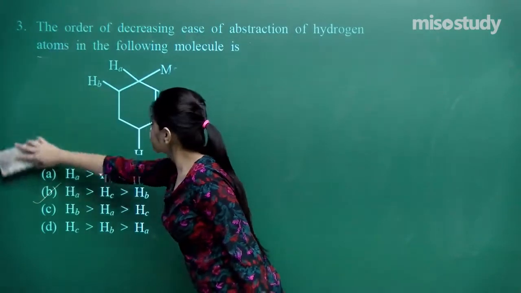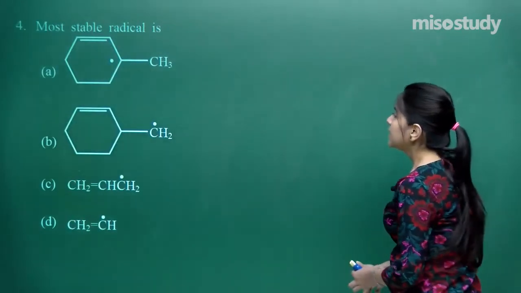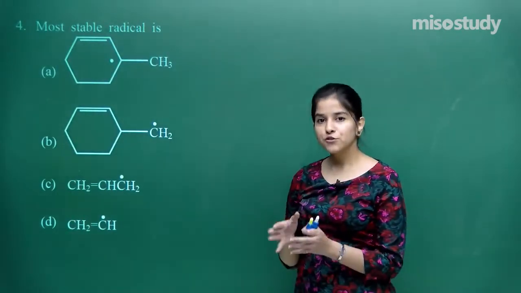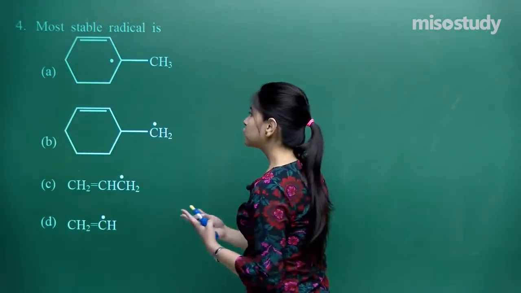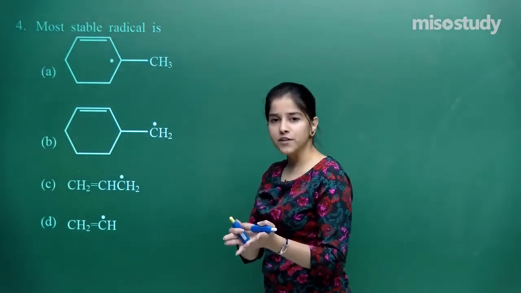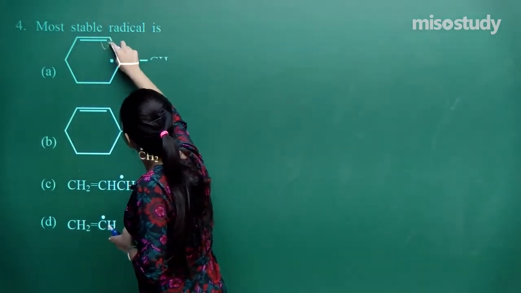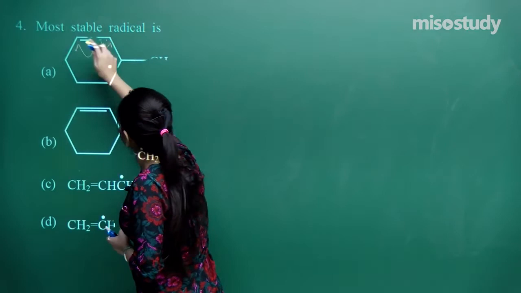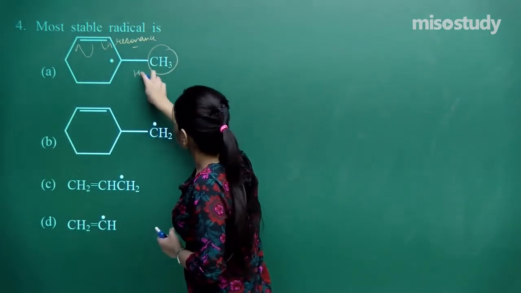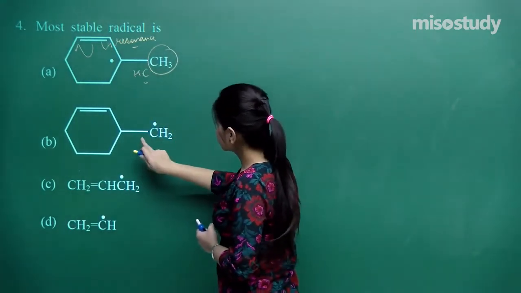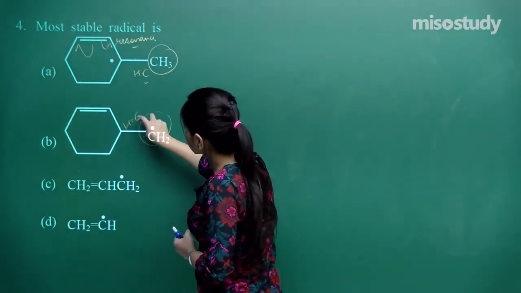So what does the next question say? Most stable radical. So I need to find out the most stable radical. I have got 4 options here. Again I need to see the stabilization of the radical. This is similar to what we have done previously. So over here if you see, I have got stabilization via resonance. Also hyperconjugation. And over here, I have got stabilization via only hyperconjugation.